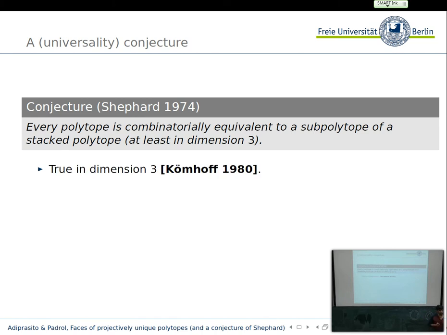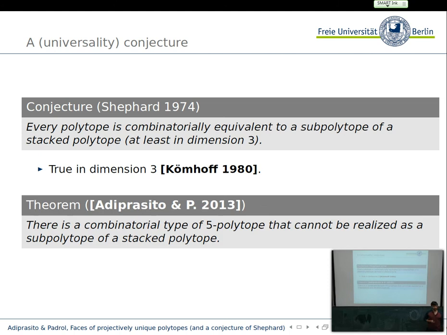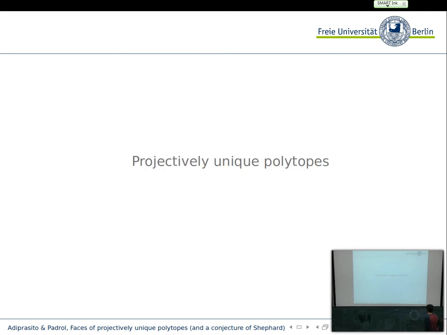Actually, in dimension three, this is true. And we will see today that in dimension five, it's not true. So this is a false universality conjecture. There is no universality in subpolytopes of a stack polytope. Yes, it's unknown so far, at least. OK. And the tool I'll use is projectively unique polytopes.